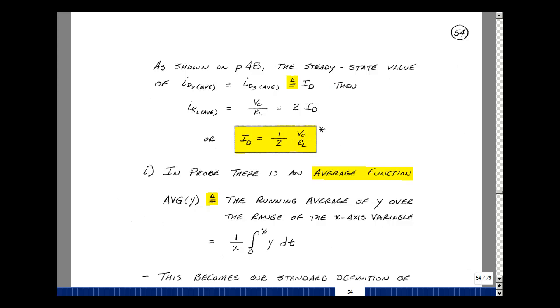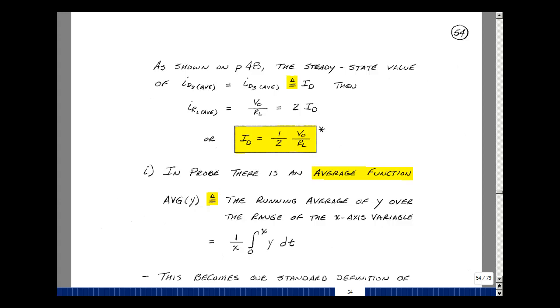This lesson deals with design formulas for a full-wave rectified power supply. You can find these notes in the ECE302 ebook in Chapter 2, starting on page 54. In our last video, we looked at a bridge rectifier with a filter capacitor to smooth the output voltage.